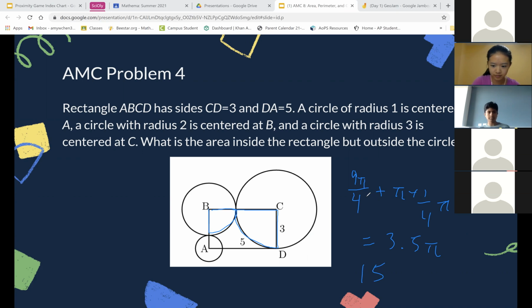Very nice. Yep. So for these questions, just like Arjun did, you just need to find the area of these quarter circles and then subtract it from the area of the rectangle.